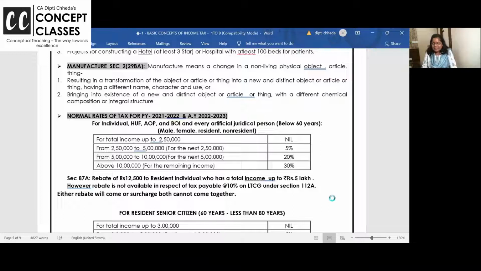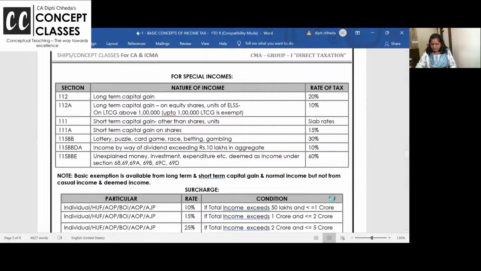So who will pay the tax according to slab rates? Individual, HUF, AOP, BOI. Just look at the screen. I will make you write this, because to learn you have to write it like this. Their total income up to 2,50,000 is nil. If you earn total income... now for this, first you will understand what this term TI is. Total income means your income from all the heads. I will teach you this also in detail. You know, one format is there.